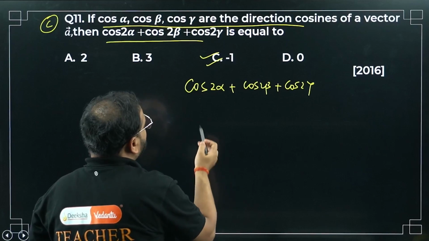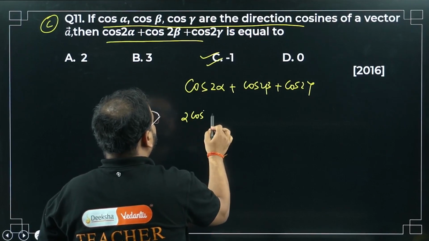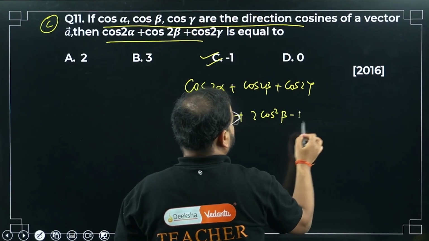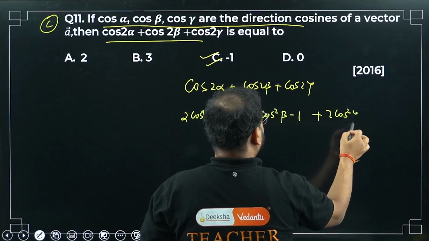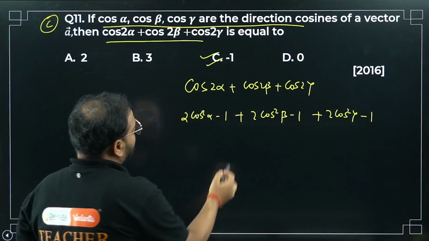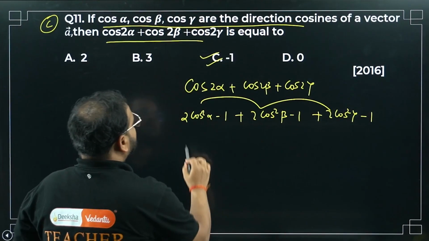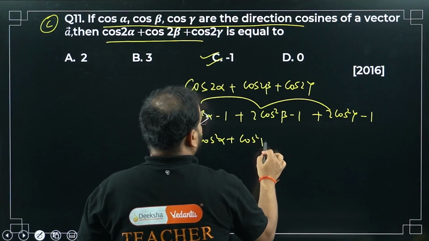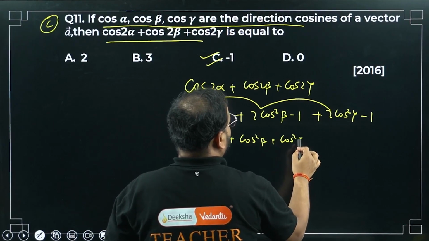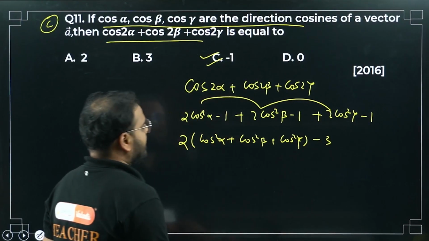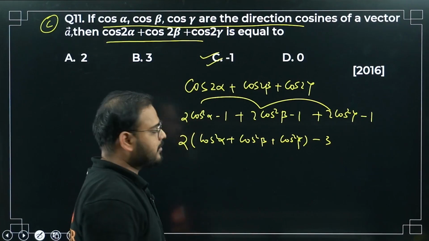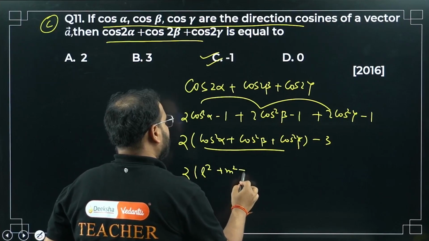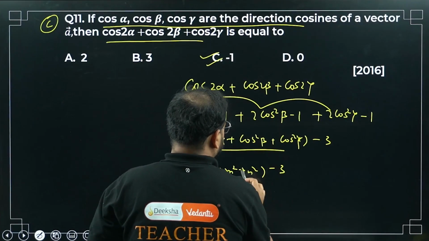Chaliye, cos 2 alpha, how do you write this? Formula of identity for cos 2 theta. 2 cos square alpha minus 1, sir. Same way, 2 cos square beta minus 1, sir. Same way, 2 cos square gamma minus 1, sir. Correct? Please club this cos square and cos square together. Take 2 common, sir. So 2 times (cos square alpha plus cos square beta plus cos square gamma) minus 3. What is going to be, bacha? This is simply, sir, remember this, L square plus m square plus n square, minus 3.